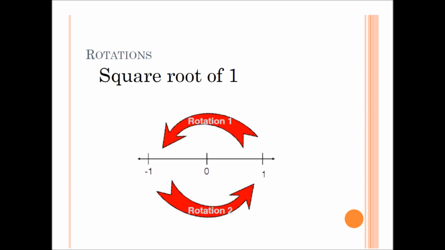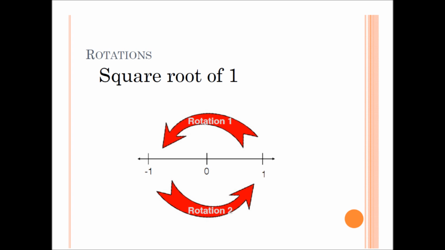We can write this algebraically by writing negative 1 times negative 1 equals 1, or negative 1 squared equals 1. When we're looking at the rotations, though, we can see that 180 degrees plus 180 degrees equals 360 degrees, which is where 1 is.